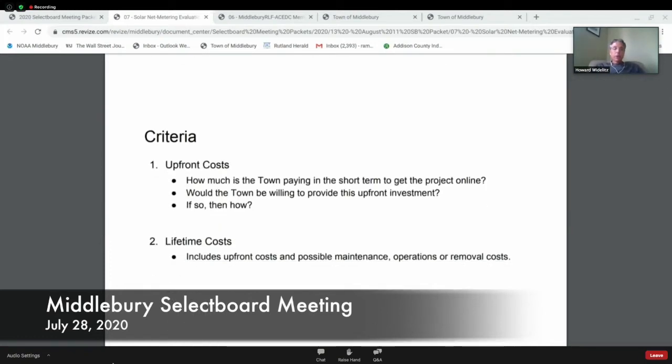So I'll go through these quickly, make sure we allow some time for you to be able to ask questions at the end here. But obviously cost is a big factor. So one is, what are the upfront costs? Not all these options actually have upfront costs. So that's certainly a strong consideration. Lifetime costs. So there are O&M costs, other things that factor in throughout the life of the project. So if you want to go to the next slide.